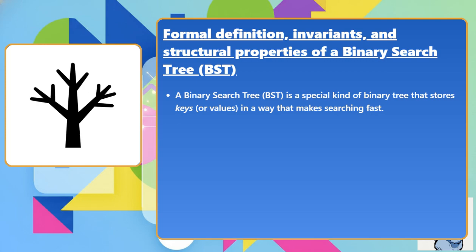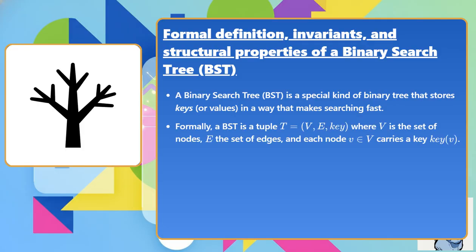A binary search tree (BST) is a special kind of binary tree that stores keys or values in a way that makes searching fast. Formally, a BST is a tuple T equals (V, E, key) where V is the set of nodes, E is the set of edges, and each node v in V carries a key of v. The BST invariant must hold for every node v.